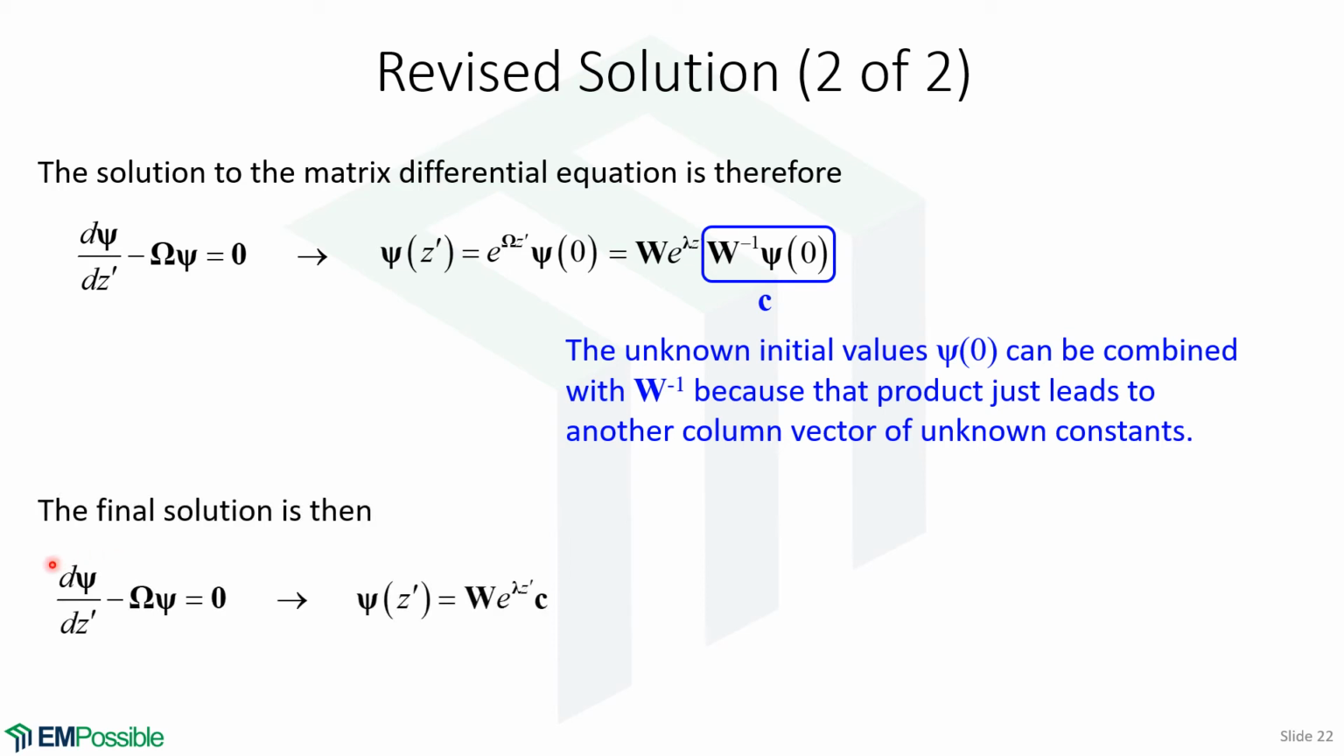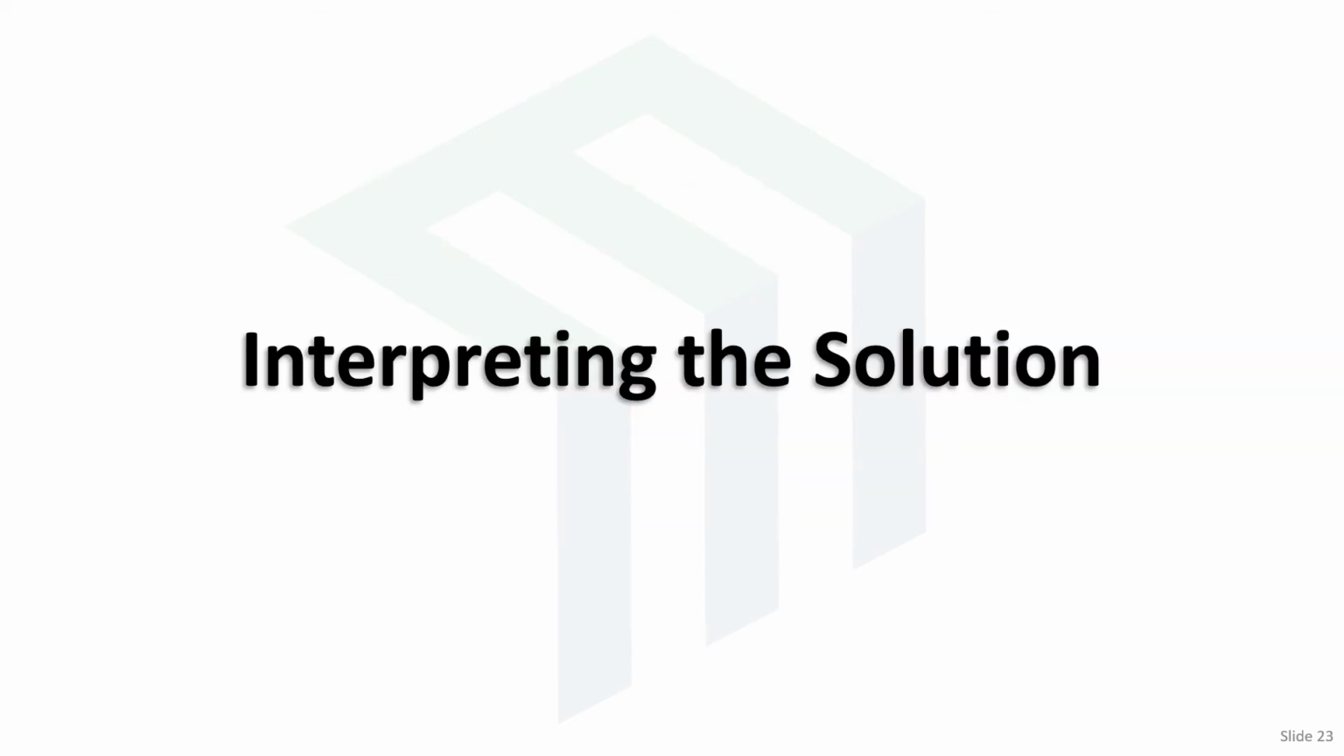Okay, so we had a matrix differential equation, and we're now writing the solution this way: the eigenvector matrix times the exponential applied to the eigenvalue matrix times a column vector of unknown coefficients. So mathematically we have that solution. Let's try to get an intuitive feel of what that solution means.